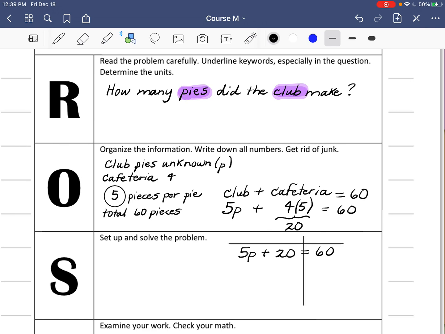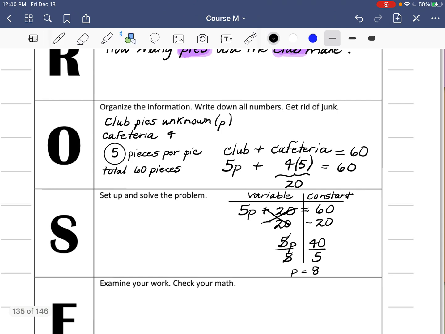And here's where the solving comes into play. Here's your variable, that's the number of pies. And here's your constant, those are the number of pieces. So we minus 20 and we minus 20, and we're left with 5p equals 40. Divide both sides by 5, and that means that pies were 8. That the club contributed 8 pies.